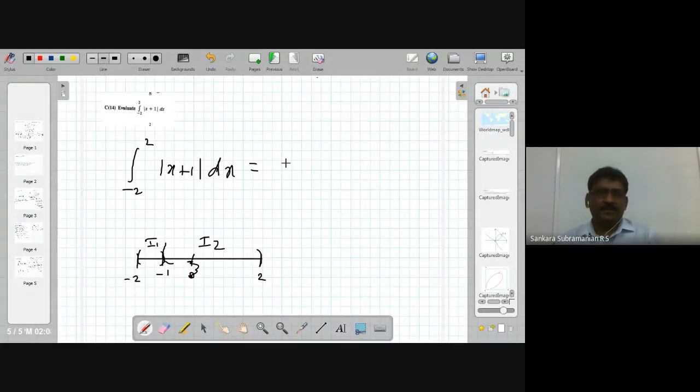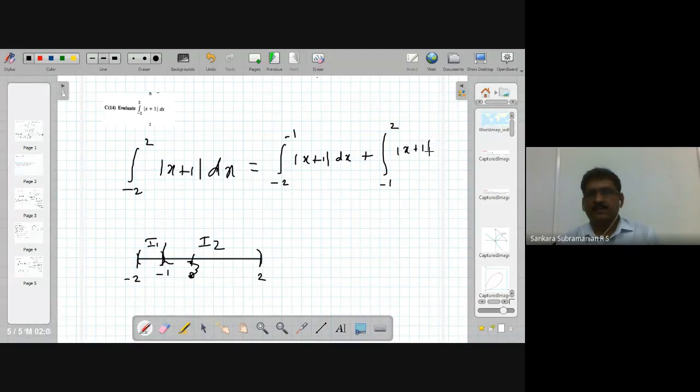So I'm going to split. This is -2 to -1. Okay. Modulus of x plus 1 dx plus integral -1 to 2 modulus of x plus 1 dx. In this place, for the interval -2 to -1.